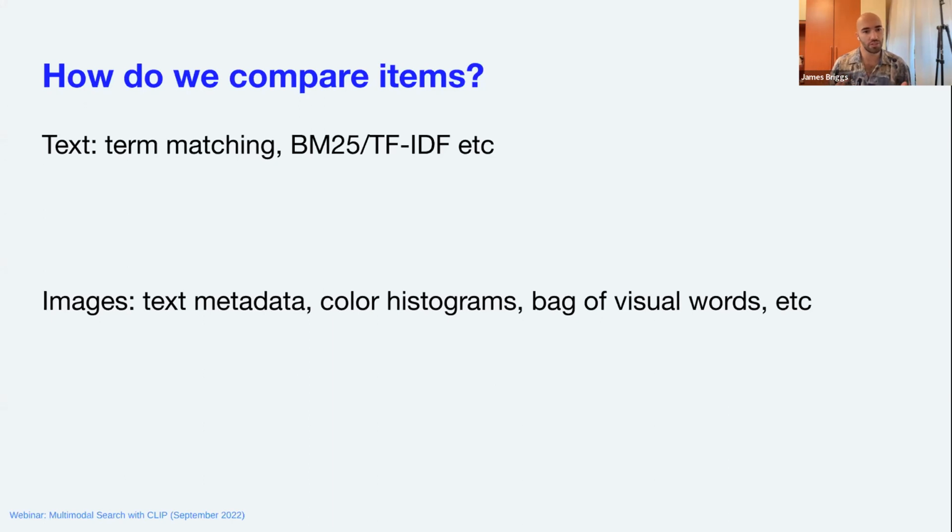And for images, we can do the same thing. If you manually add text metadata to images, you can search, and it's just going to pull up the text metadata and then display the image that is in front of that text metadata. You have things like color histograms, where you're comparing the color profiles of different images, and bag of visual words, which you can imagine as having visual words and looking for the overlap between them.